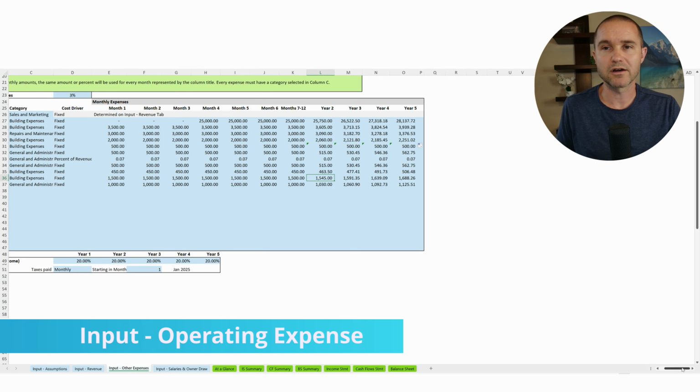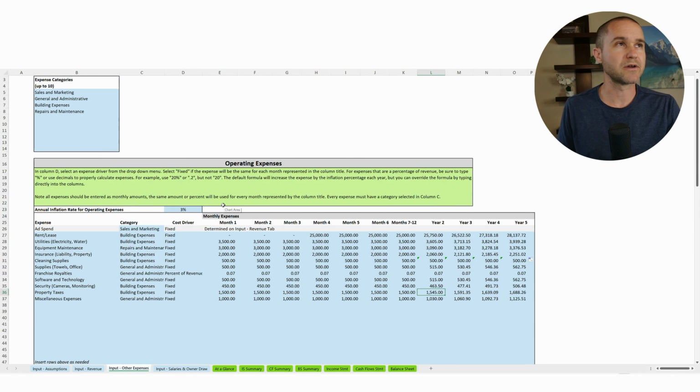This is our operating expenses now. This is pretty straightforward. You can set your various expense categories up here, up to 10 different expense categories, and then select those expense categories from this box here. You can set the specific expense line items here, and then set whether the expense is a fixed dollar amount, a percentage of revenue, or a per employee expense.